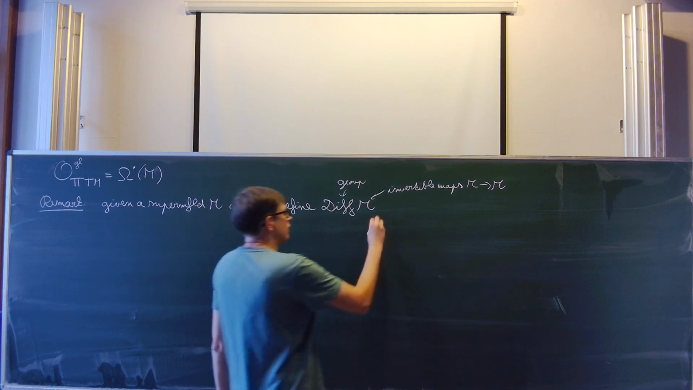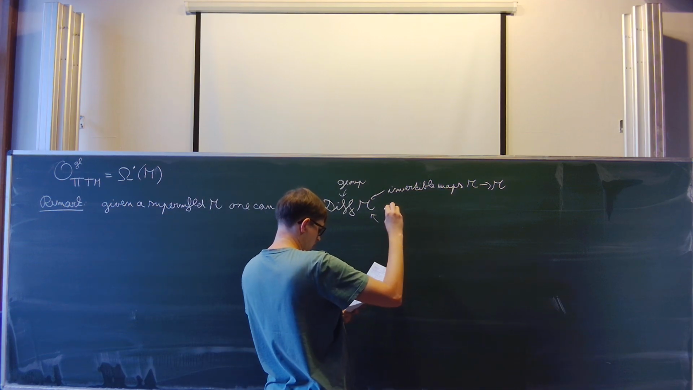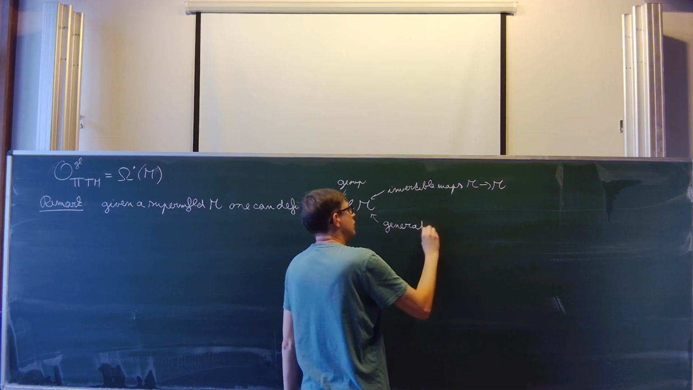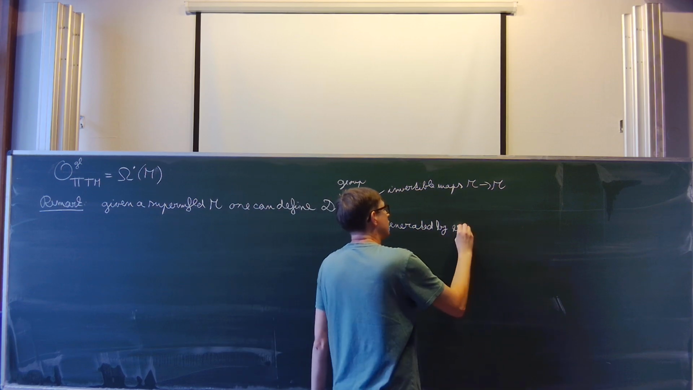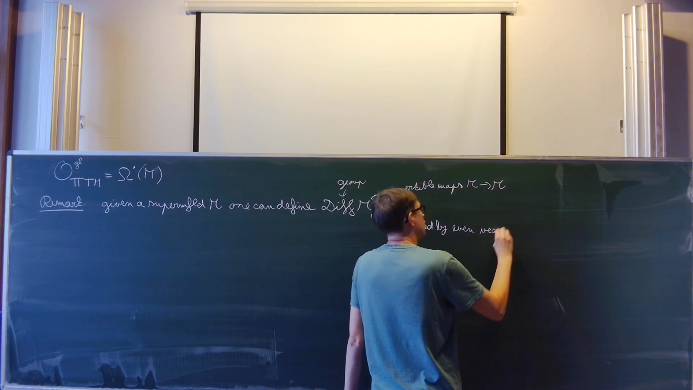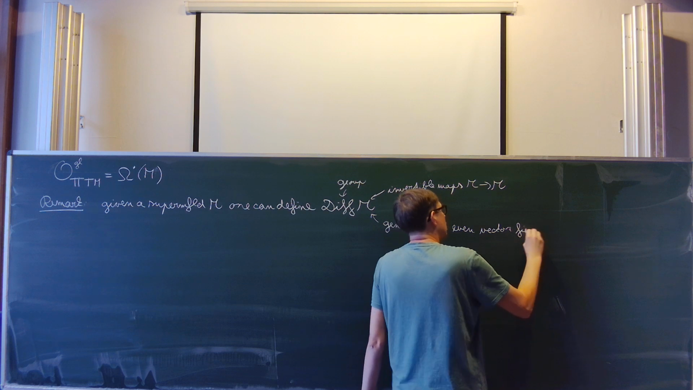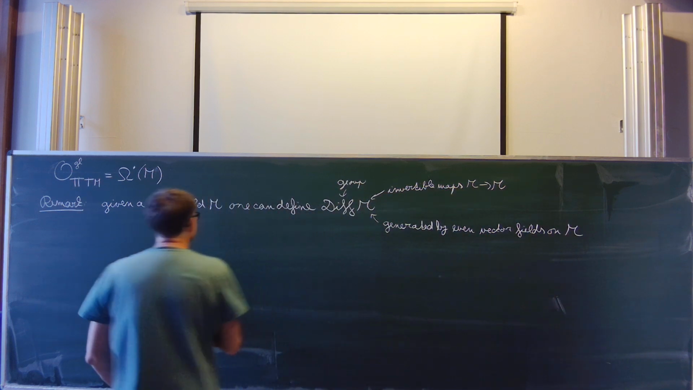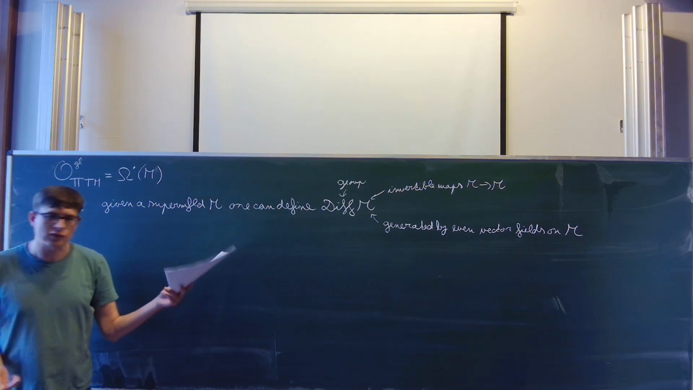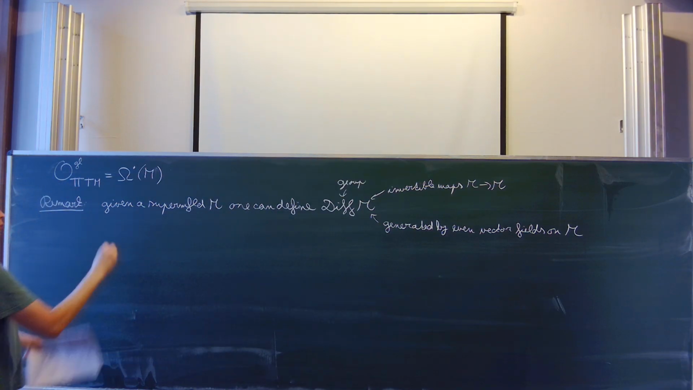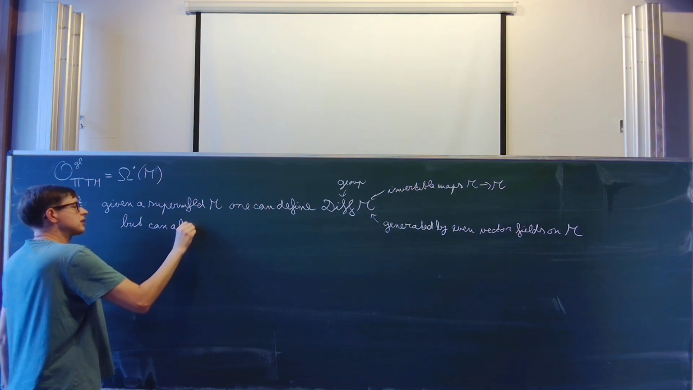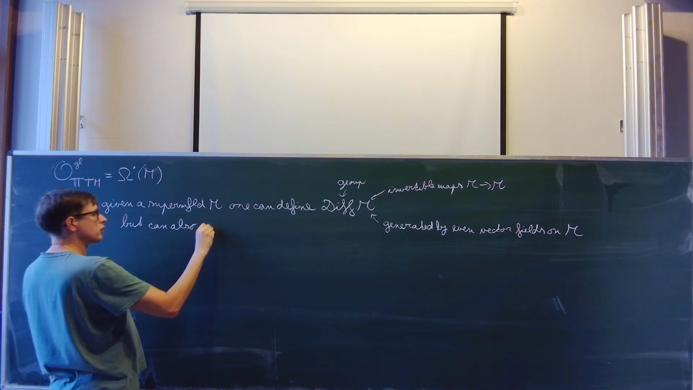And this thing is generated as a group, generated by even vector fields on M. So vector fields of even parity. That corresponds to the fact that it's just the even part of the thing.